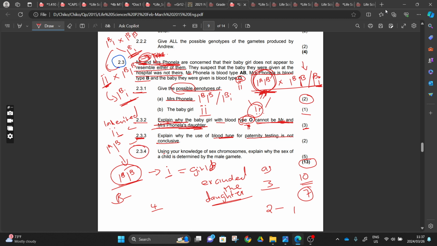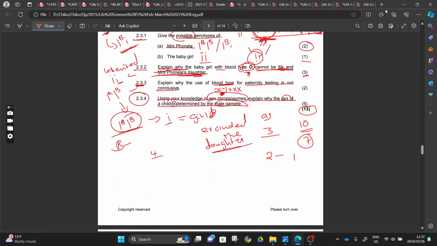Then let's finish 2.3.4. Using your knowledge of sex chromosomes. You see here, it's like they are now moving to another topic. But explain why the sex of a child is determined by the male gametes. Explain why the sex of the child is determined by the male gametes.